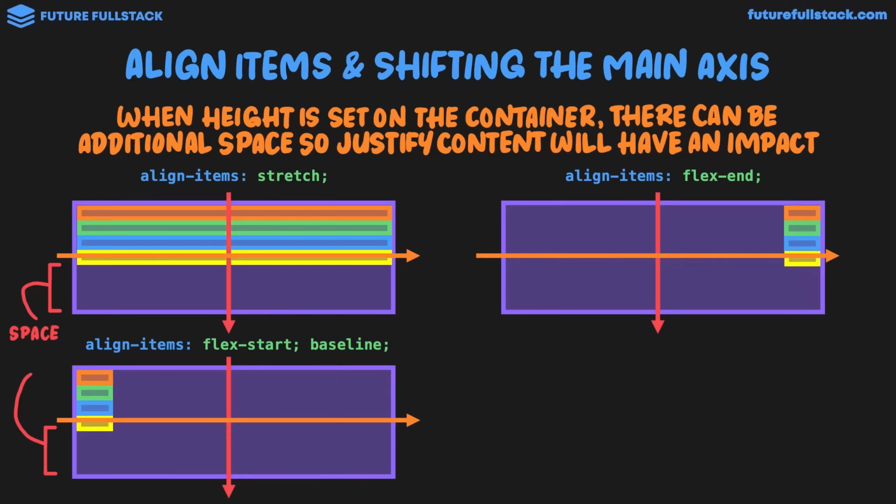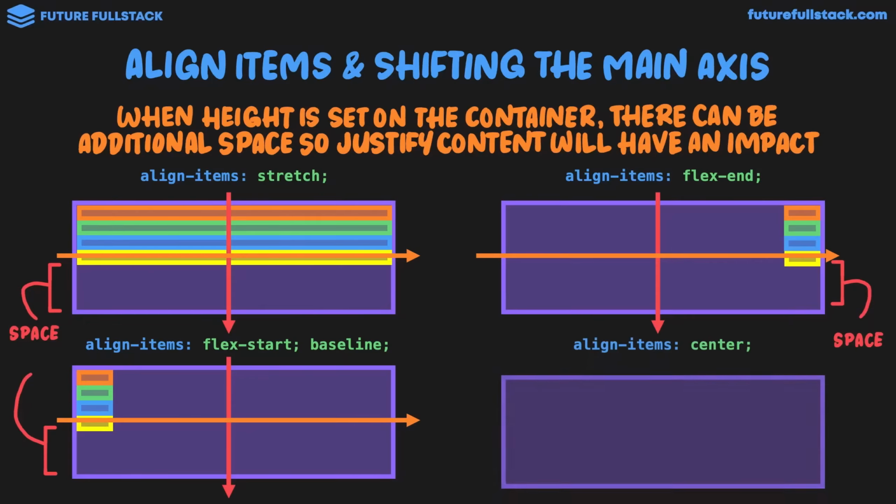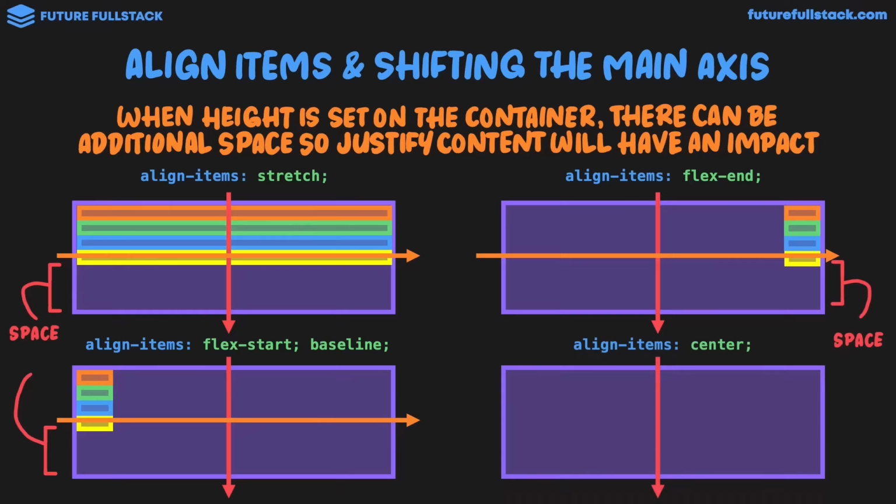And because our container has height, there's once again space for justify content to work. Looking at the last value, align items center, we have our flex container, our main axis running from top to bottom, our cross axis running from left to right, and our flex items are centered along the cross axis, that is, in this case, horizontally. And once again, because our flex container has height, there is vertical space for justify content to work.